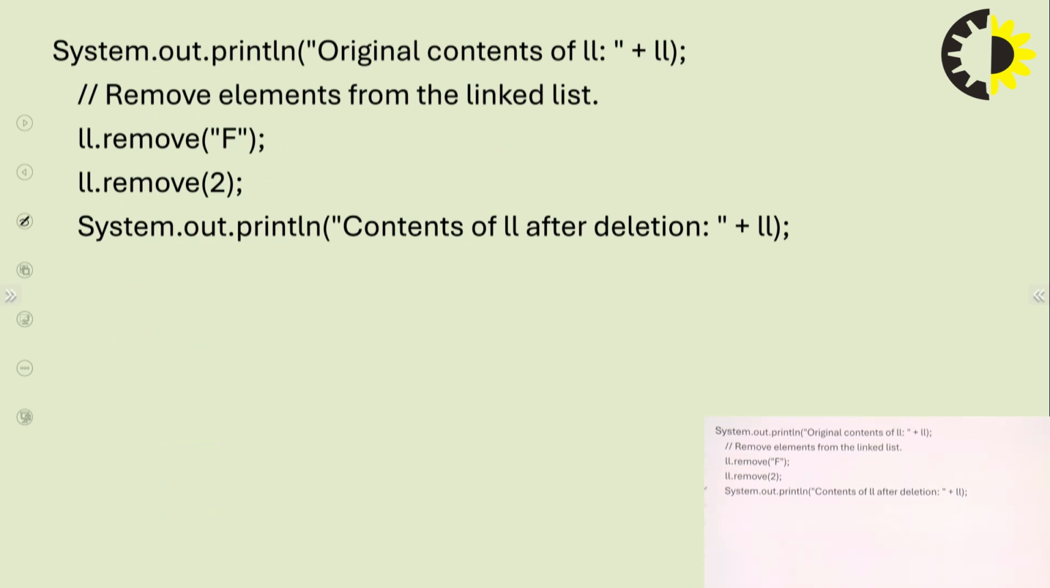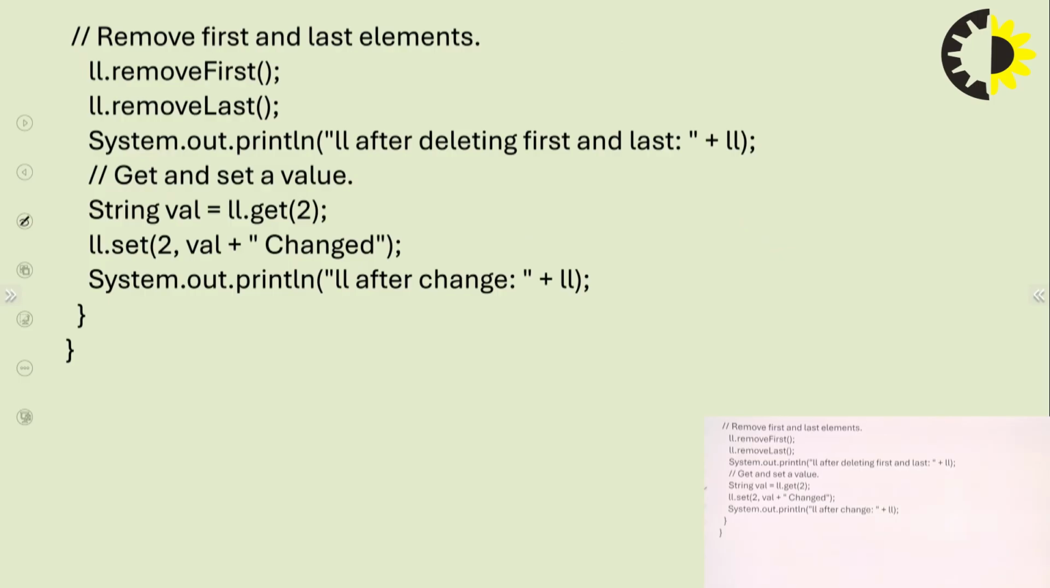Now, you can remove the elements also. Just use the remove. F node will be deleted. Just remove 2. So, whatever the content at index number 2 will be removed. Then it will display the linked list. Now, you can remove the first also, you can remove the last also. So, the linked list after deleting the first and last will be LL.